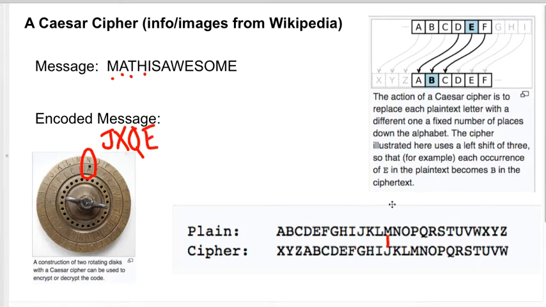I in the original lines up with F. S in the original lines up with P. We already saw that A was X, so there's my S and my A. W lined up with T. E lines up with B.